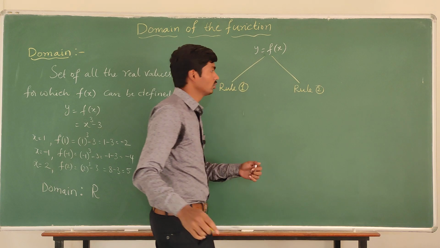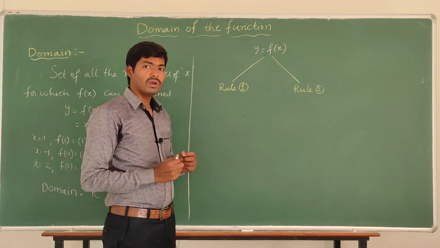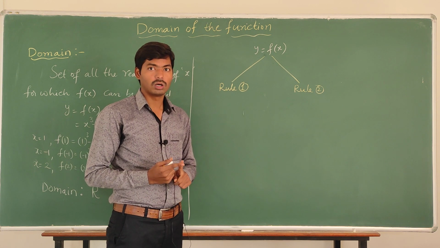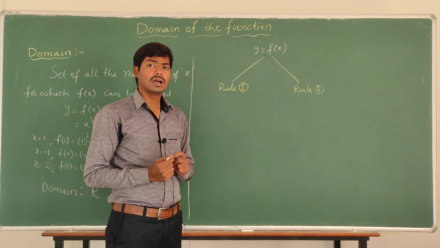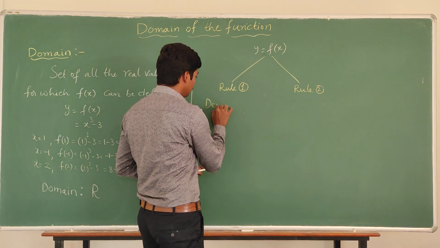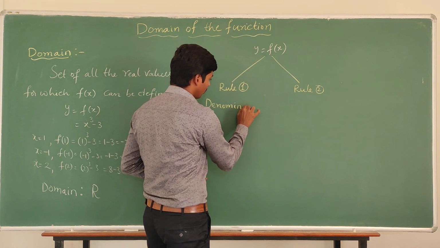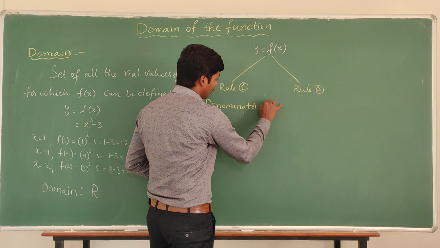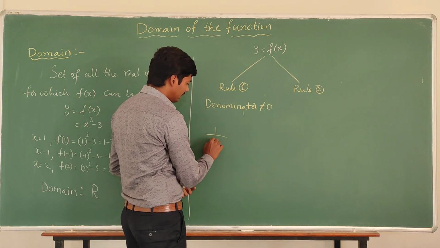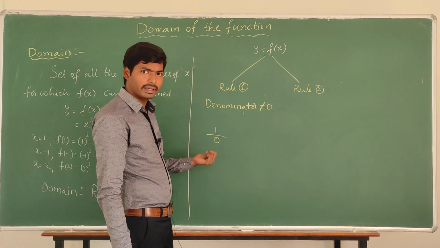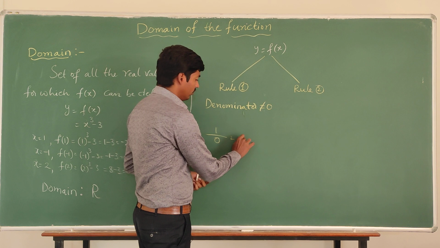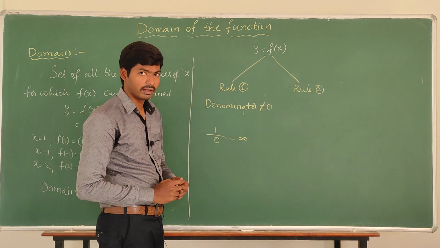Rule number 2. So the rule number 1 is always my function denominator should not be 0. My function denominator should not be 0. So denominator is not equal to 0. Why? Because suppose if I take a denominator is 0, anything by 0 cannot define infinity. So undefined.